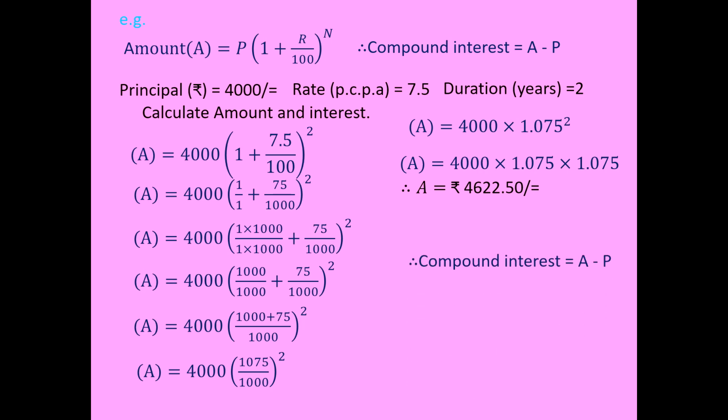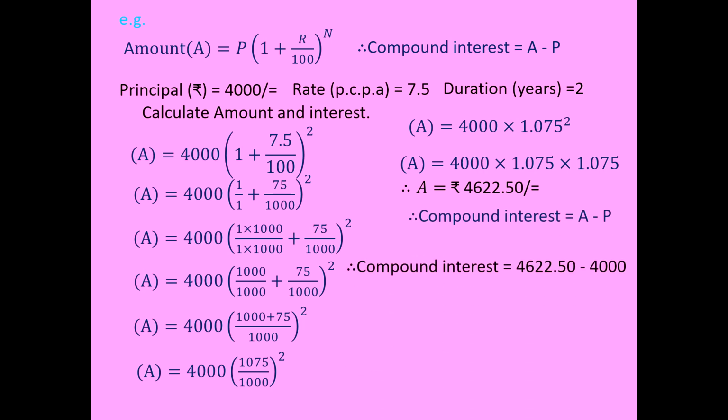4622.50. Compound interest will become 4622.50 minus 4000. The answer we get is 622.50, which can be read as 622 rupees and 50 paise.